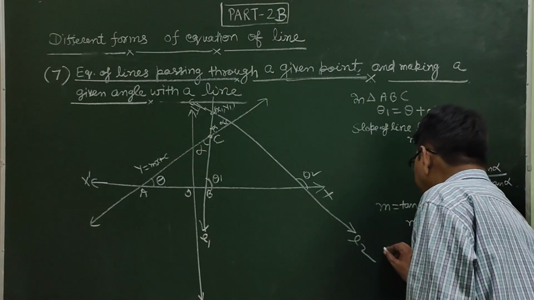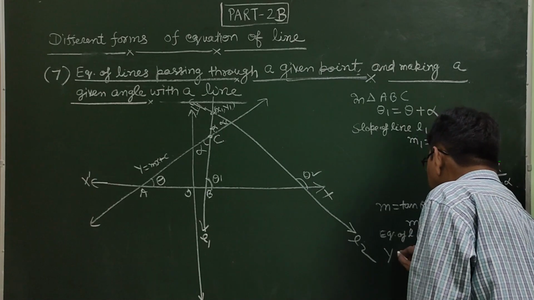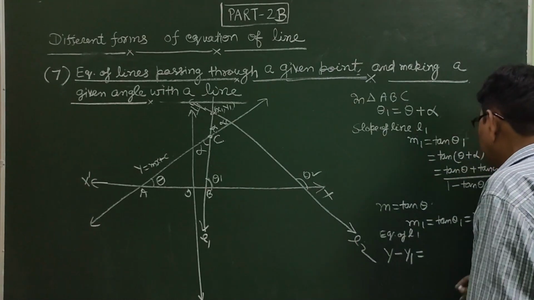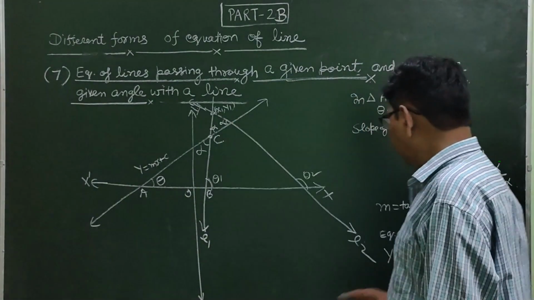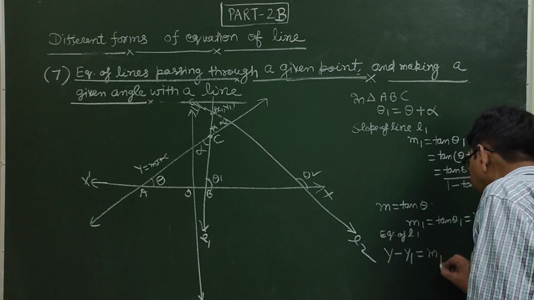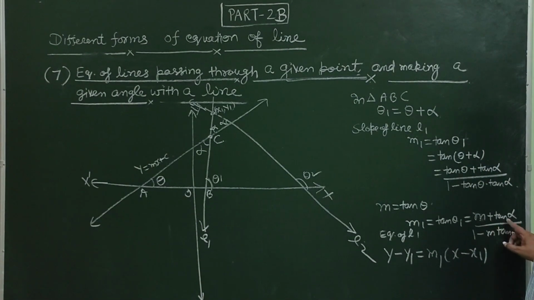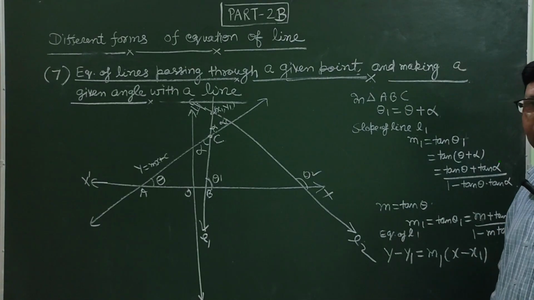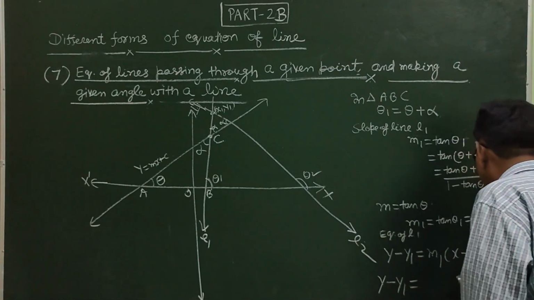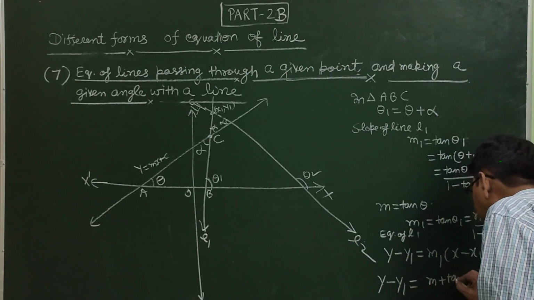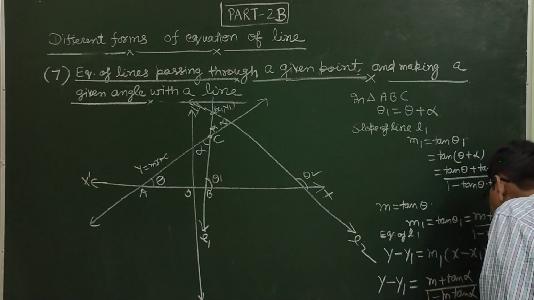Now the equation of line L1 will be y minus y1 is equal to m1 into x minus x1, because this line is passing through the point x1 comma y1. m1 we have calculated, which is equal to m plus tan alpha upon 1 minus m tan alpha. So putting the value here, we get the equation y minus y1 is equal to m plus tan alpha upon 1 minus m tan alpha into x minus x1.